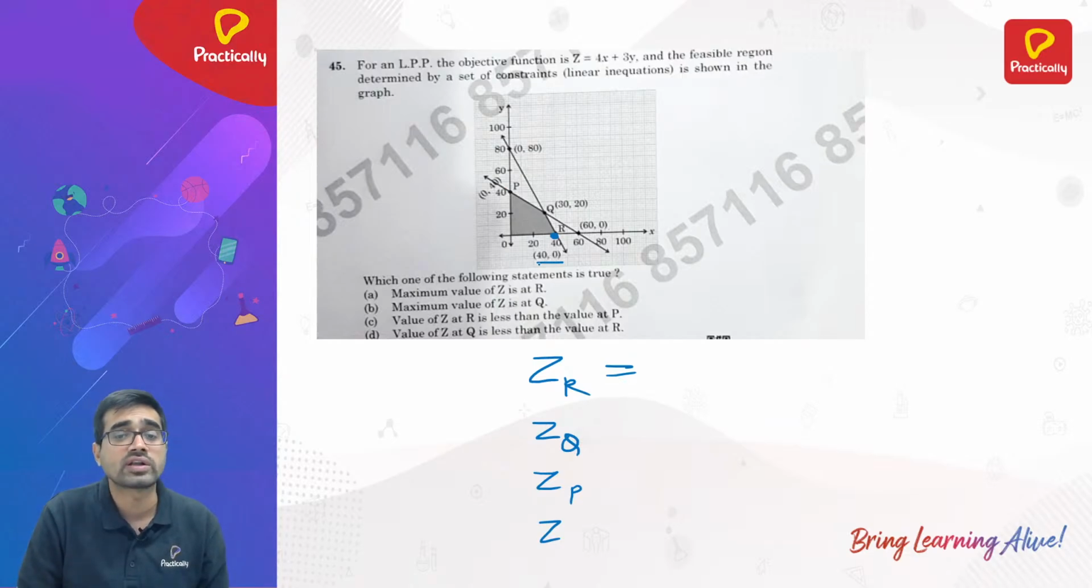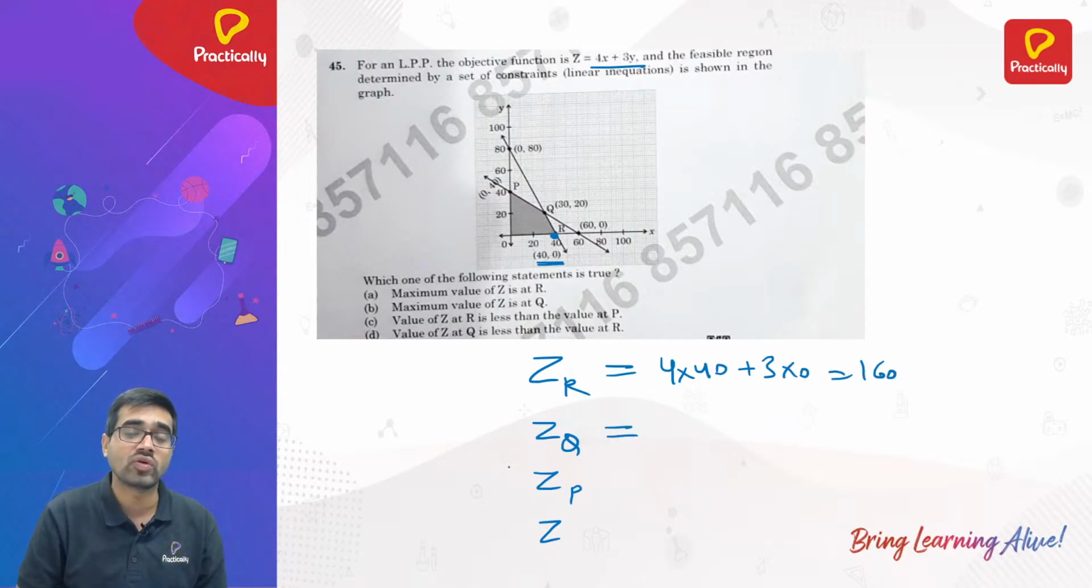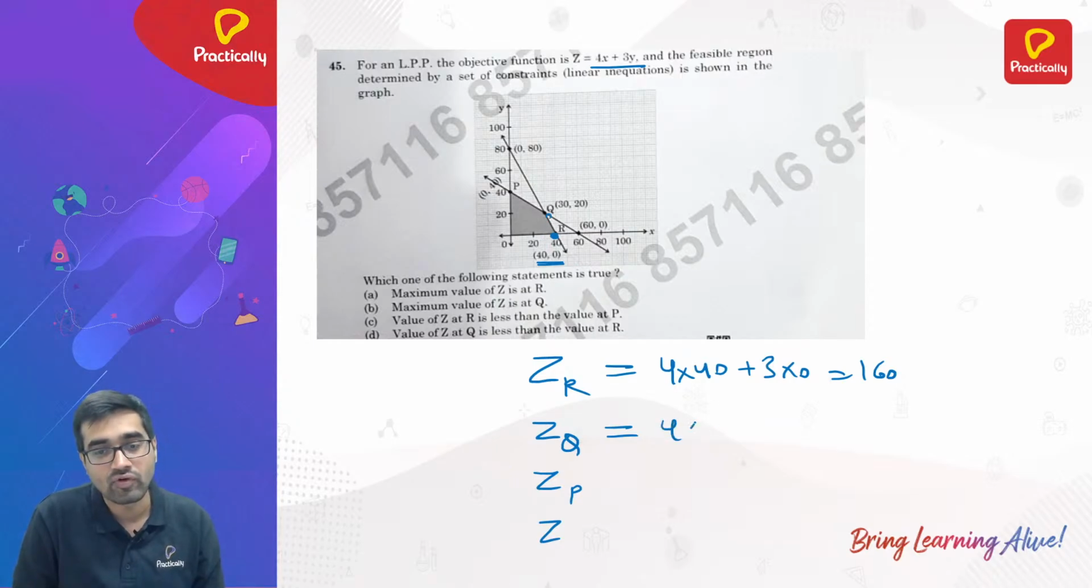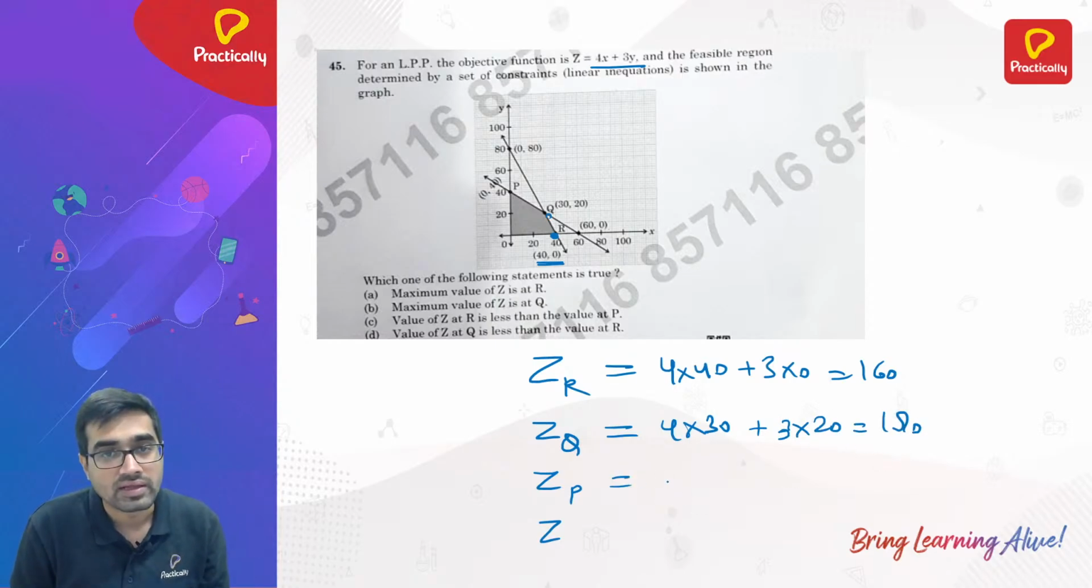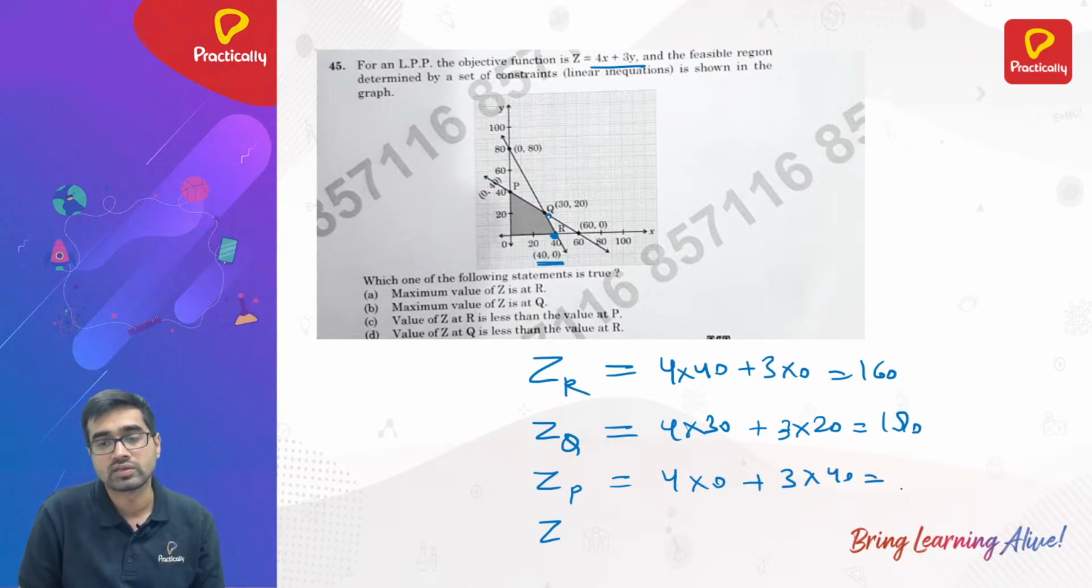So ZR is (40, 0). Put 40, 0 here. So 4 into 40 plus 3 into 0. This is 160. Even though I say I'm leaving, I solve it. ZQ, (30, 20). 4 into 30 plus 3 into 20. So 120 plus 60, 180. ZP, P is (0, 40). So 4 into 0 plus 3 into 40. So 120. Now what it is saying, maximum value of Z is at R.